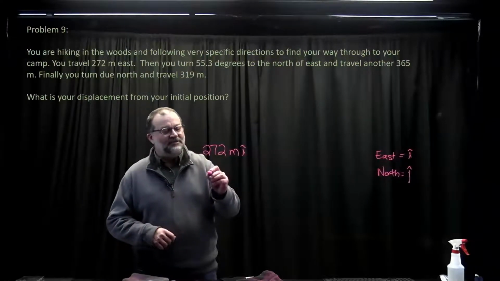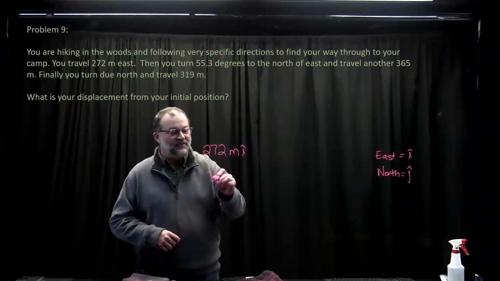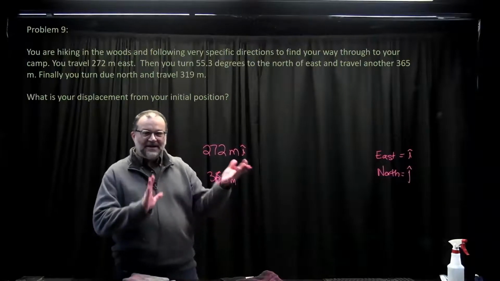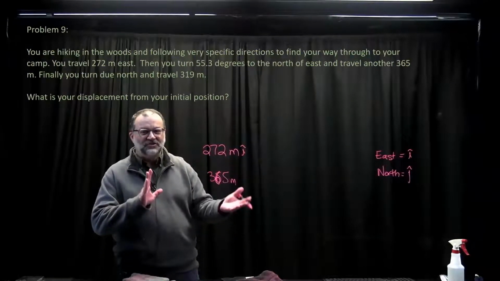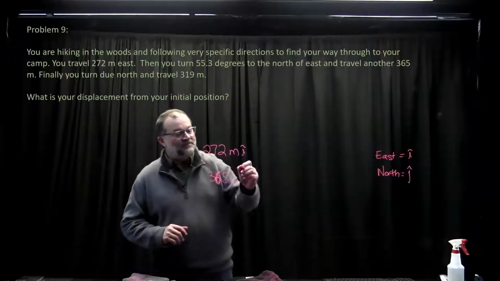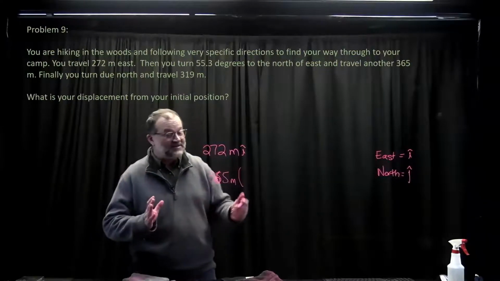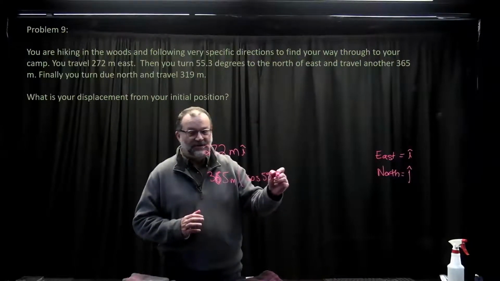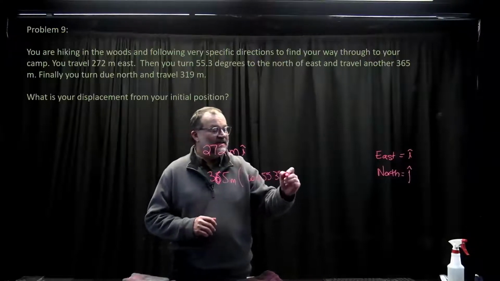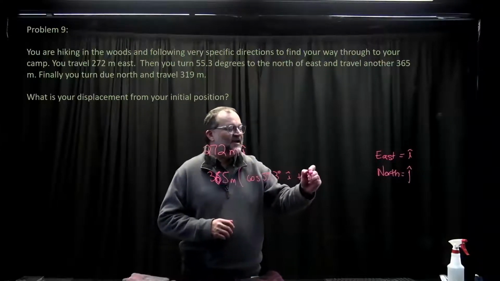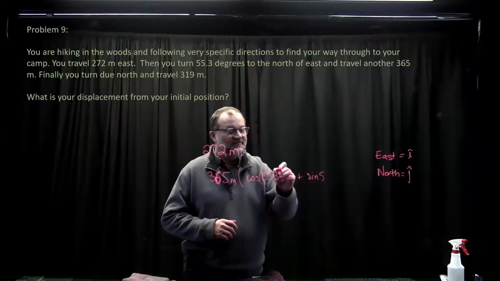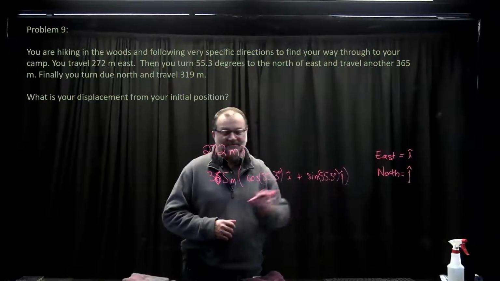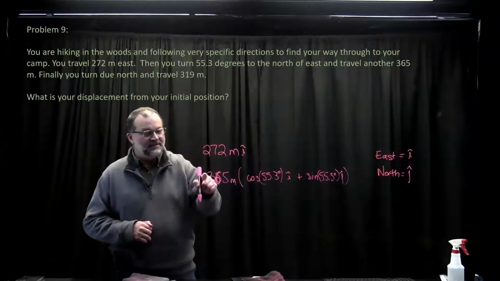So we've got 365 meters, but we've got to go at an angle 55.3 degrees to the north of that. Well, to break it down quite simply, cosine of 55.3 degrees is our I hat, and sine of 55.3 degrees is our J hat. So this is step 1. This is step 2.